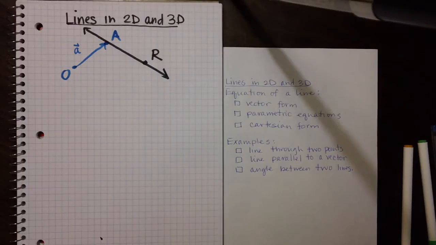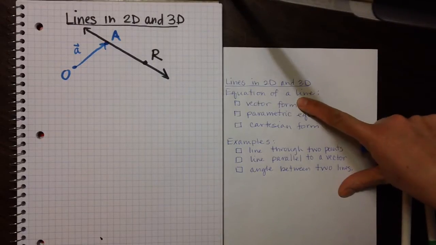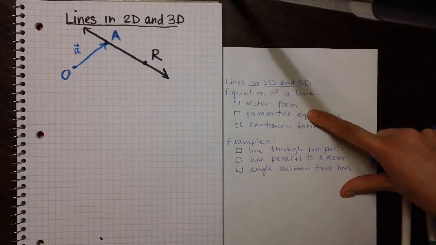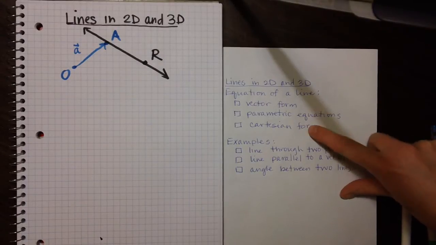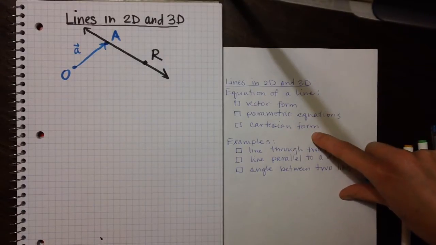Today we're going to learn the vector equation of a line. We're going to see how to break that up into parametric equations of the line, and how to convert those into Cartesian form, which is the familiar form of a line.